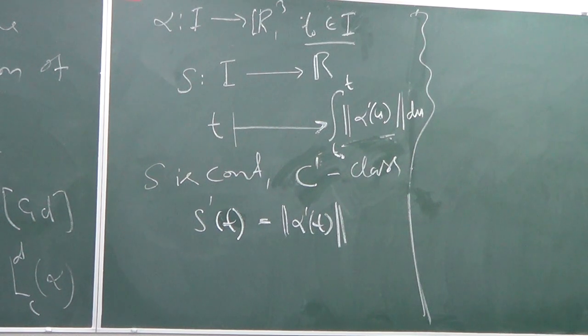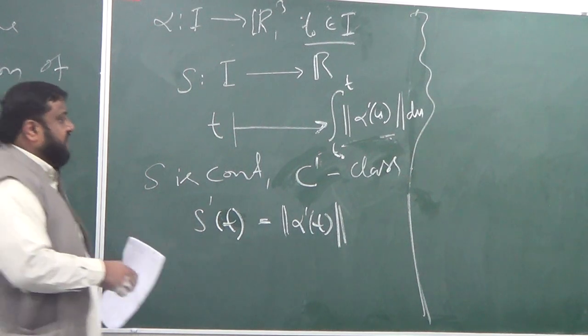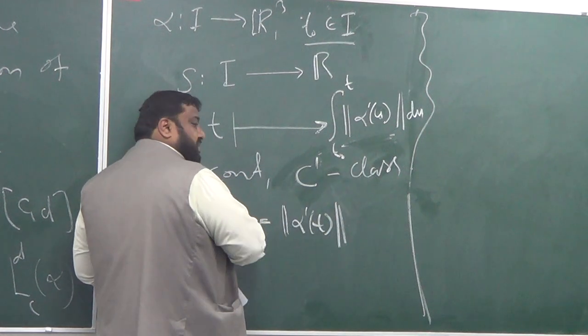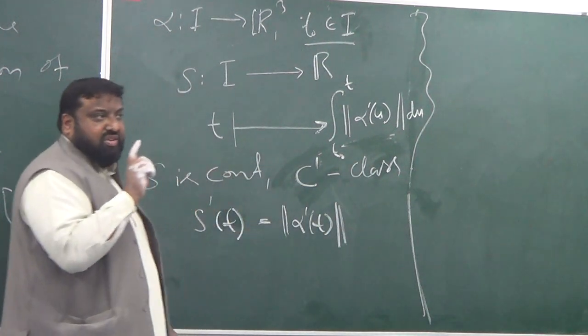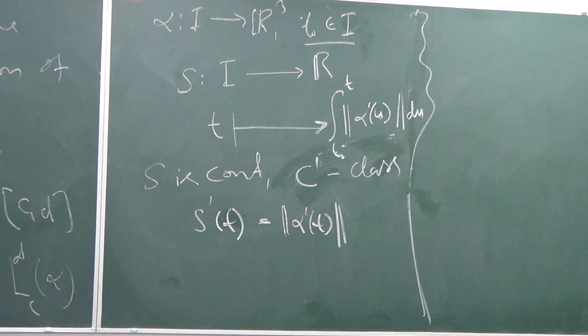Go back and see the definition of curve. Yesterday we defined curve, and you see what assumptions we have. So we have sufficient smoothness. Regularity is not sufficient for this, but regularity of the curve is important if you want your S to be a diffeomorphism. For being a diffeomorphism, you need the non-zeroness of alpha prime.